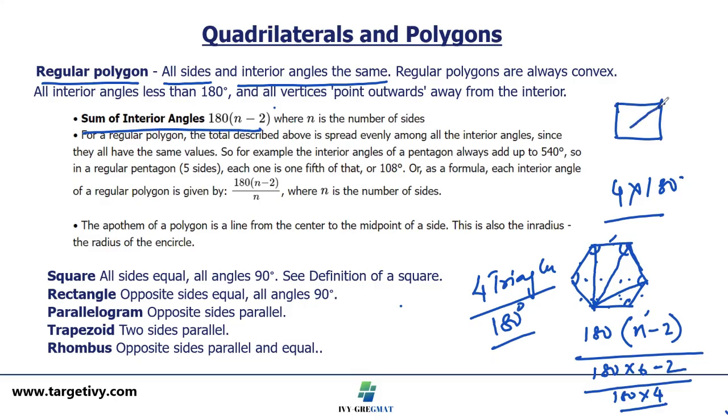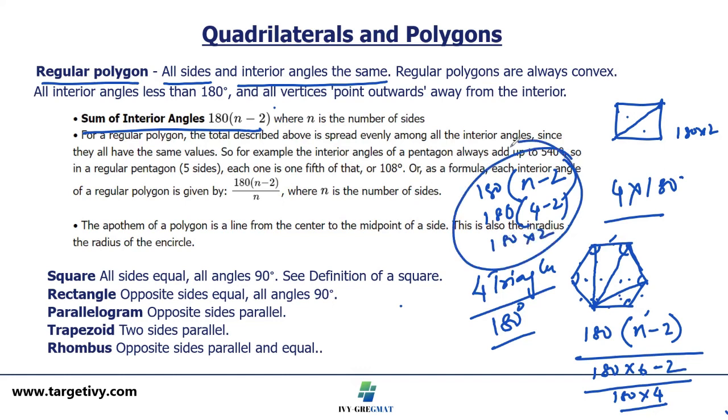from one vertex, there are two triangles. So the sum of interior angles is 180 into 2. Or if I put it this way, 180 into n minus 2, which is 180 into 4 minus 2, which is 180 into 2. The formula comes in pretty handy.